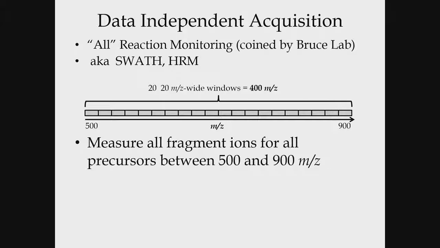So the idea here, the simplest way that we tend to think about DIA, a very common but simple acquisition that we've used in our lab, is to measure all the mass range from 500 to 900, using 20 mass-to-charge wide windows. So this is 400 mass to charge. You can span this on an instrument that measures at about 10 hertz, about every 2 seconds. So you can measure all the fragment ions for all the precursors between 500 and 900.